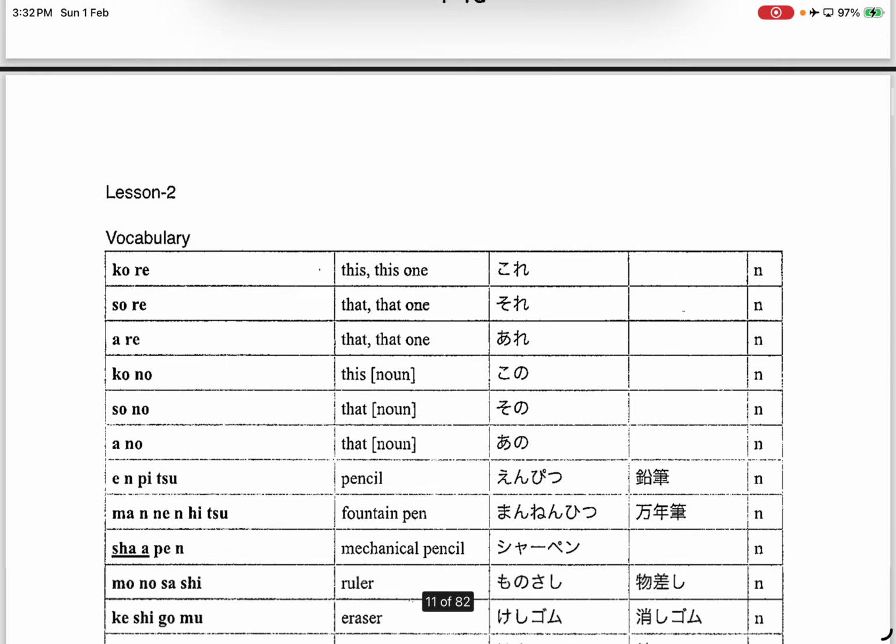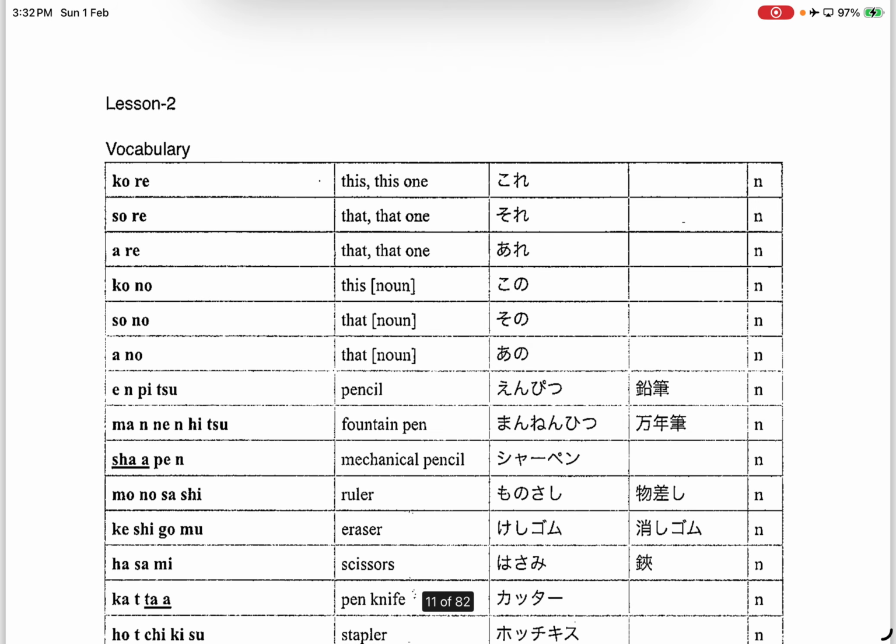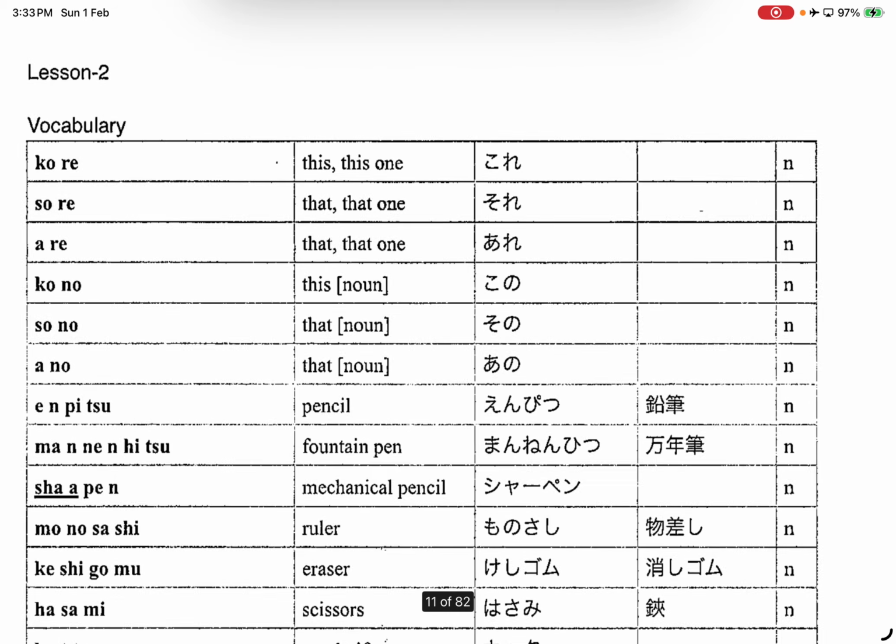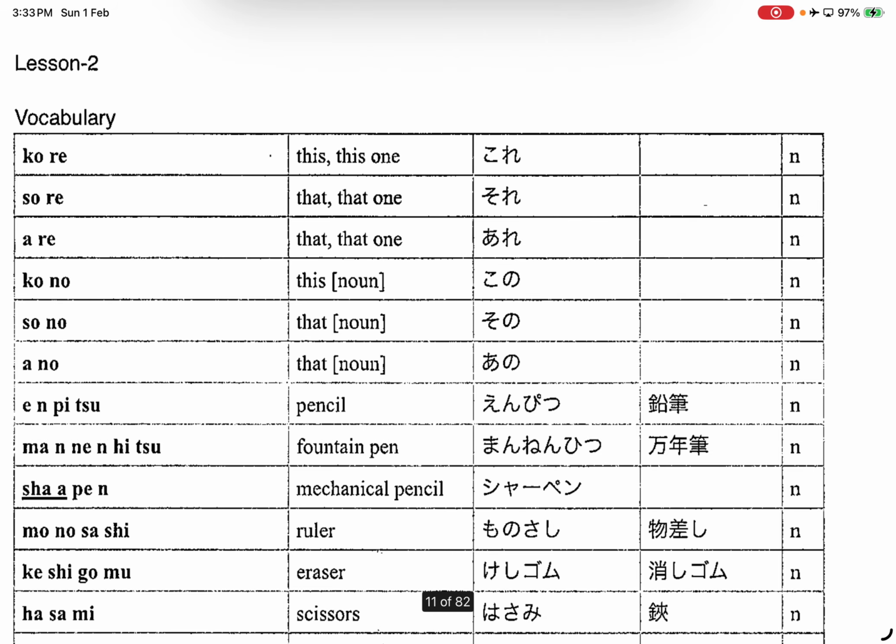Okay. We'll talk about lesson 2 before we talk about numbers at the end of the day. Okay, lesson 2. Vocabulary list. I'm not sure which page, but 31.